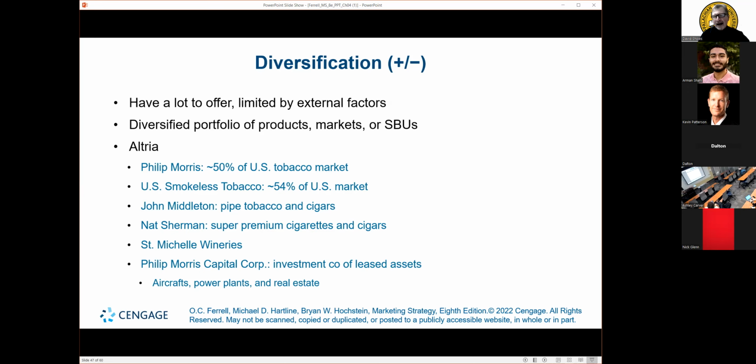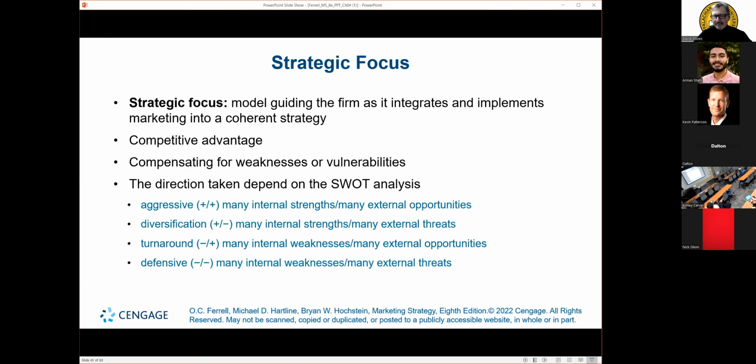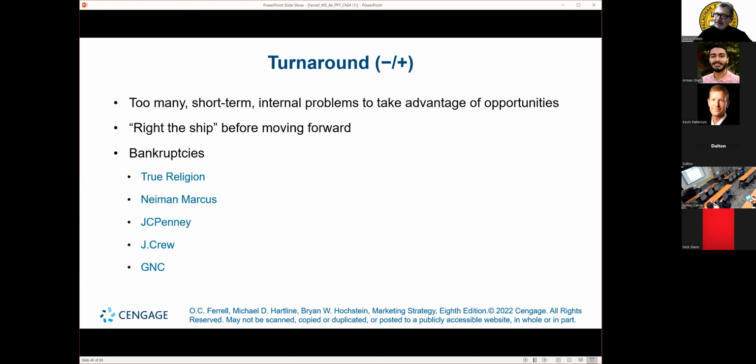Look where Philip Morris Capital went. They went to aircrafts, power plants, real estate. RJR bought Nabisco. They diversified because the markets basically were so threatening that they had to find some way of diversifying the risk. So aggressive, diversify. The next is turnaround. We have many internal weaknesses, but we have many external opportunities.